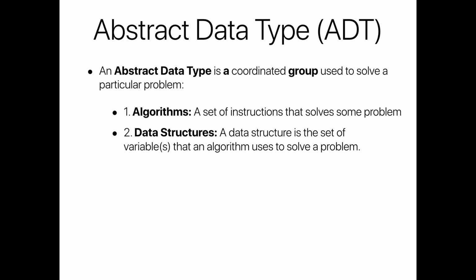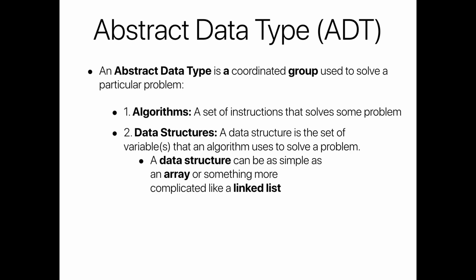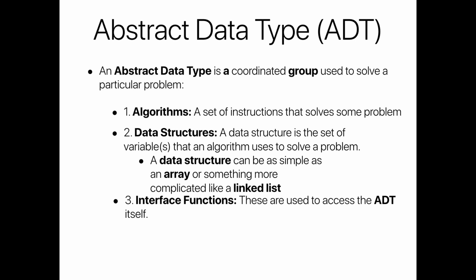Two, data structures. A data structure is the set of variables that an algorithm uses to solve that particular problem. And a data structure can be as simple as an array or something more complicated like a linked list. And three, interface functions. After we have defined our algorithms and data structures, we create interface functions that give us access to the abstract data type itself.